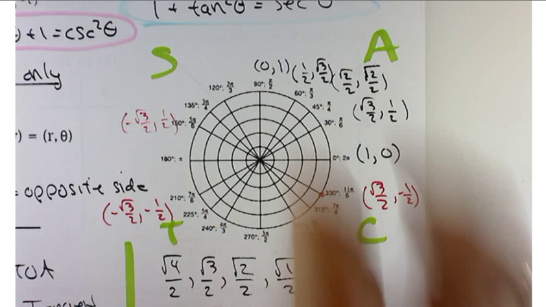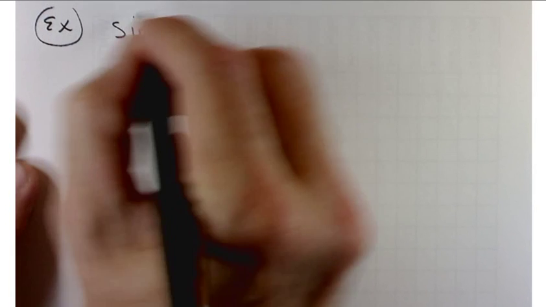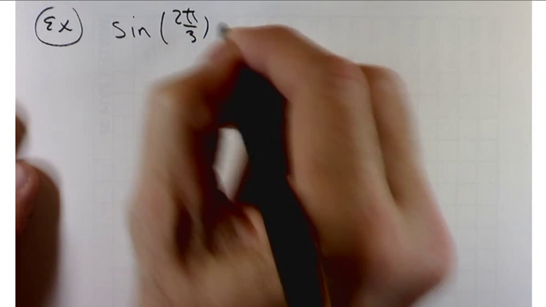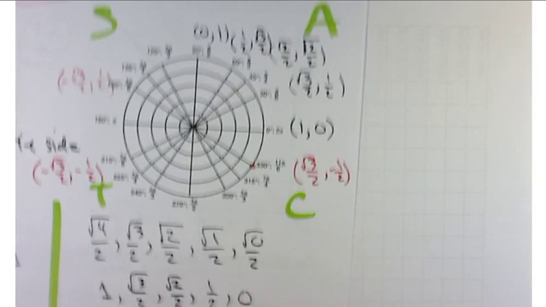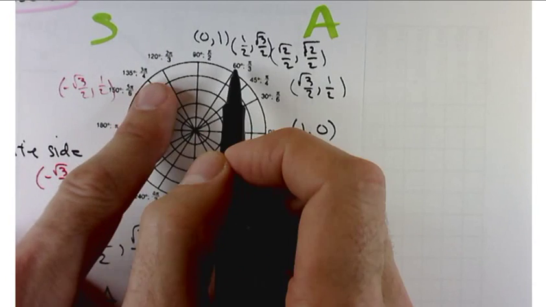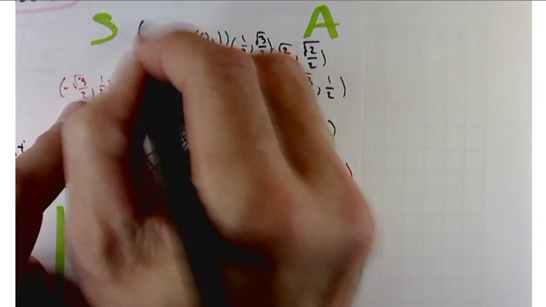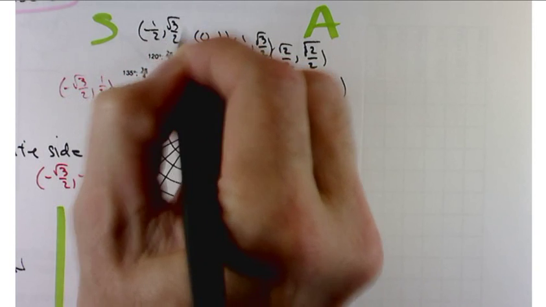So let's apply this to finding some exact values. Quite often on exams, I'm going to be asking for exact values. So, for example, sine of 2 pi over 3. All right, so you're going to have to be able to manipulate things a little bit. 2 pi over 3 is going to be the reflection of this one. So its coordinates are going to be negative 1/2 and square root of 3 over 2.